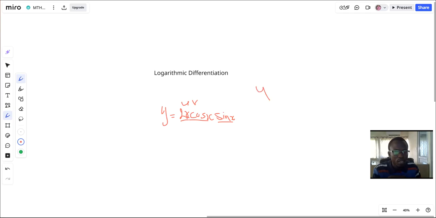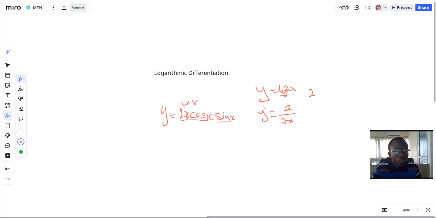What that means is that if you have y equals log 2x, the derivative of that function is equal to 2 divided by 2x. If this log was not there, the derivative of this function would just be 2 using the power rule. But because of this log, you cannot use the power rule alone.